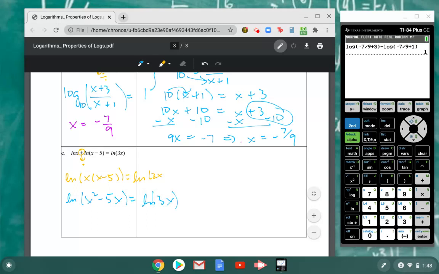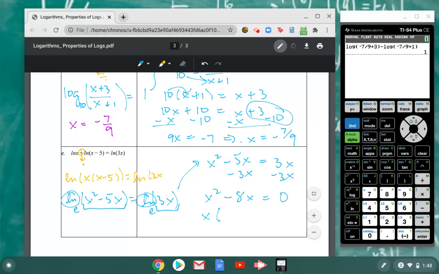I can't just rework this using exponential form, but I do notice that whatever's been done to one side has also been done to the other. So that means that these two arguments need to be the same. If they both have the same operator on the outside, what's inside needs to be the same. So I can really just more simply write that x squared minus 5x needs to equal 3x. Let's go ahead and move the 3x to the other side, and we can use a zero property to solve this. x squared minus 8x is equal to 0.